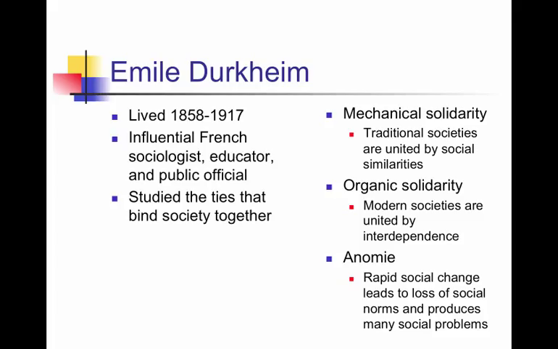Under a mechanical solidarity system, an outsider couldn't just walk up and say, I want to be a member of your tribe. It's very exclusive of other people. But as society grows larger, it becomes more and more difficult to unite society based on these similarities and ideas of kinship. So he says that society eventually becomes more organized under what he calls organic solidarity.